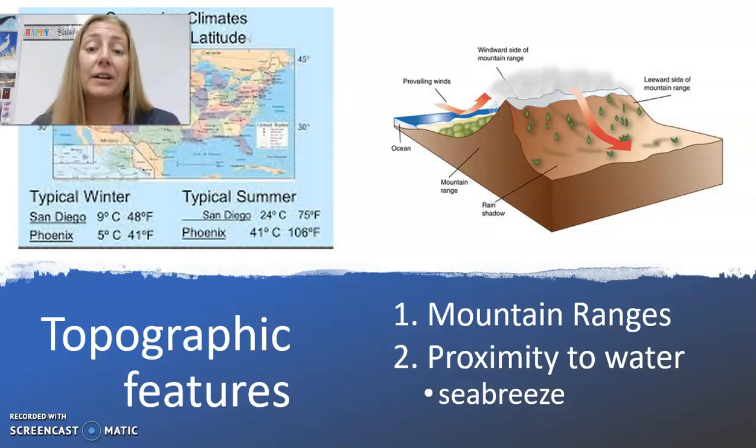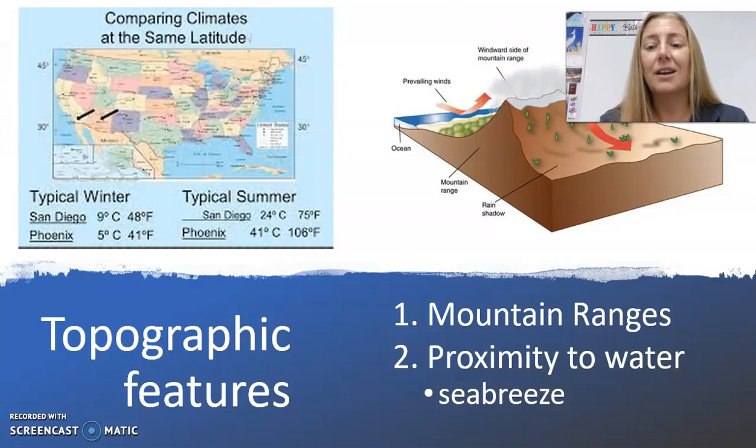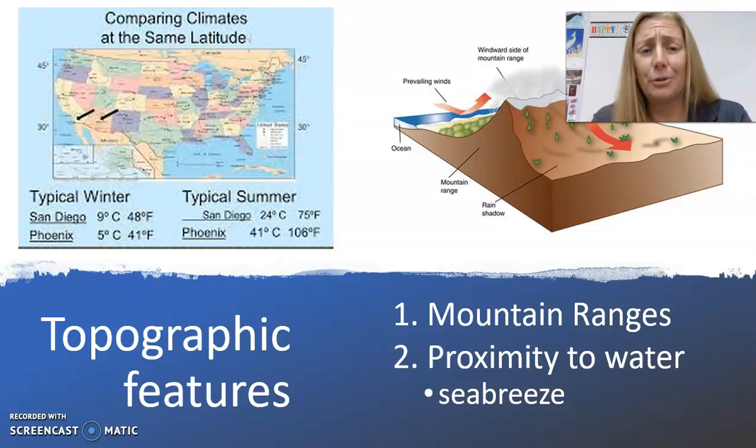So as far as what we're talking about in this section, it's the ways that different geographical features can affect climate. And what I want to focus on are two different geographic features: mountain ranges and how mountain ranges affect climate, and proximity to water. I'm actually going to do the water one first, even though it's listed as number 2.